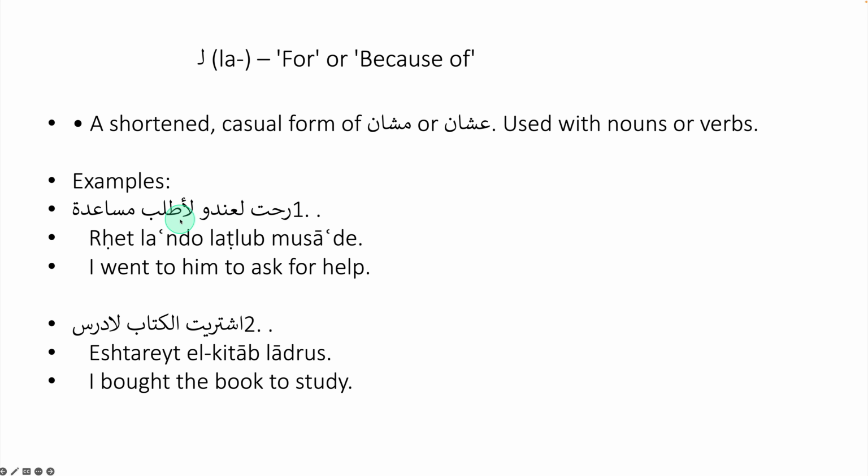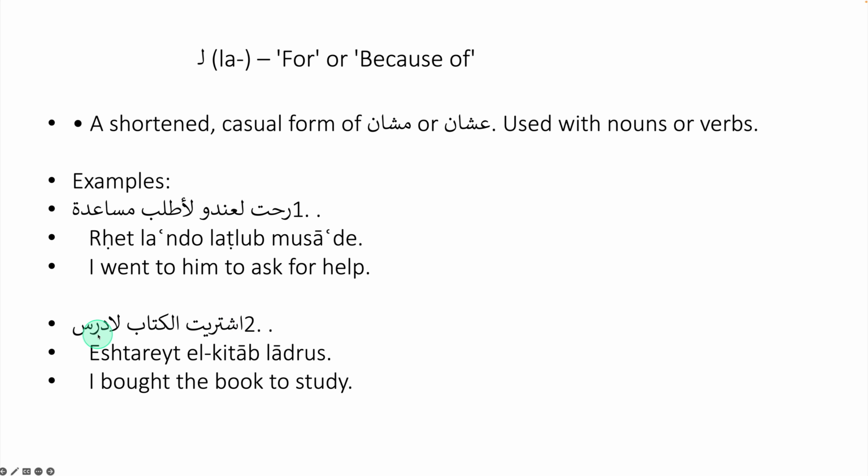رحت لعنده لأطلب مساعدة. So رحت لعنده, I went to him, لأطلب, in order to, because of me asking. رحت لعنده, I went to him, I went to see him. لأطلب, in order to. So la there means for asking, or in order to ask. لأطلب, to ask, مساعدة, a help. So la there, it has the meaning of for or because of me wanting to ask, or because I want to ask. اشتريت الكتاب لأدرس.